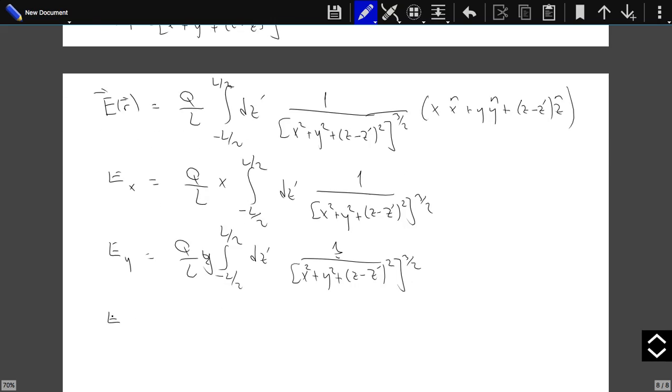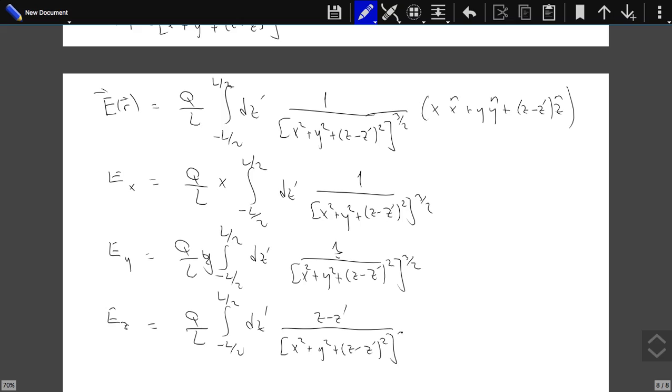And the z component will be q over L, integral from minus L over 2 up to L over 2 dz prime, z minus z prime divided by x squared plus y squared plus z minus z prime squared to the power 3/2. Well, the z component will be the easiest to evaluate because the integrand is a complete derivative. Anyway, in principle, you can just evaluate all the components.